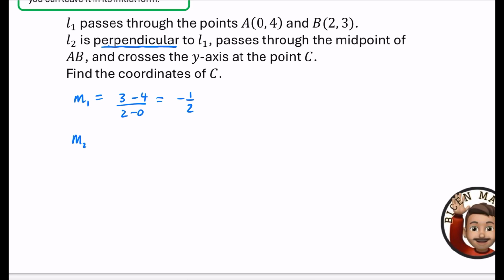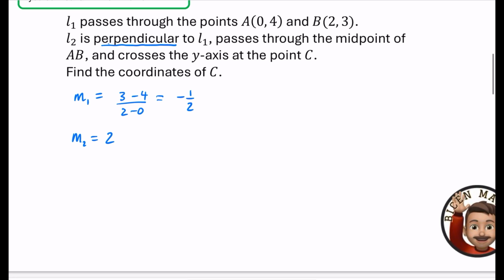Now, because the gradient of the second line, M2, is perpendicular, it will be the negative reciprocal. So, get rid of the negative, the reciprocal is 2 over 1, so I'm just going to write that it's 2. And it says it passes through the midpoint of AB.